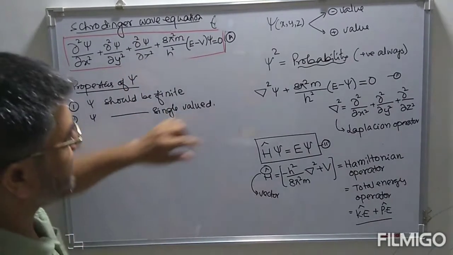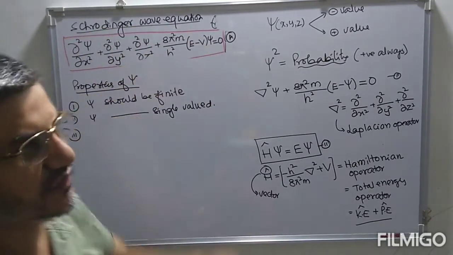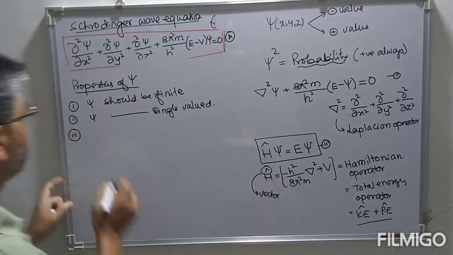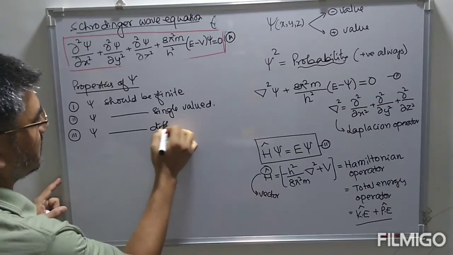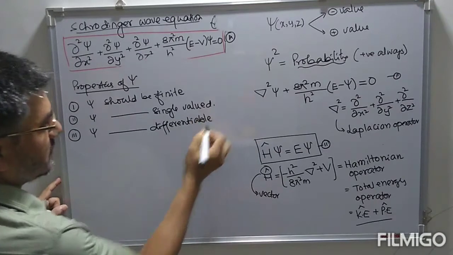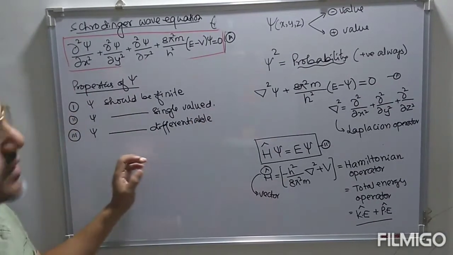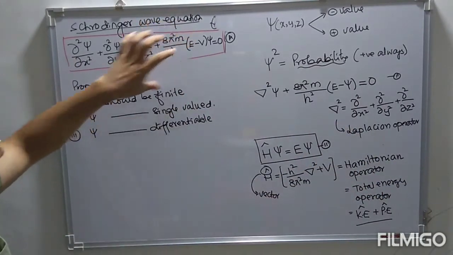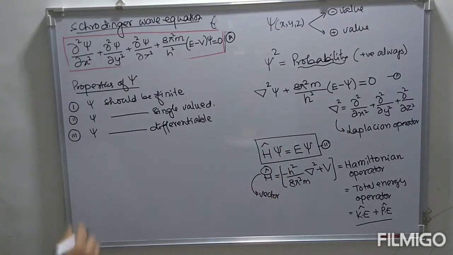Now this equation is in the form of a differential equation. If this is in the form of a differential equation, the wave function psi should be differentiable. If this wave function psi is not differentiable, then at each and every point this comes out to be 0, so this is not possible. So this wave function psi should be differentiable.